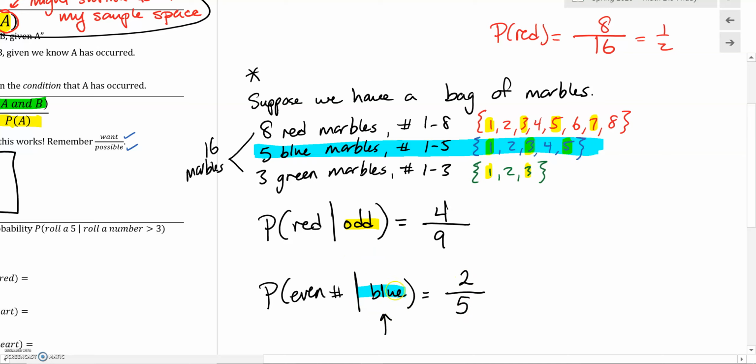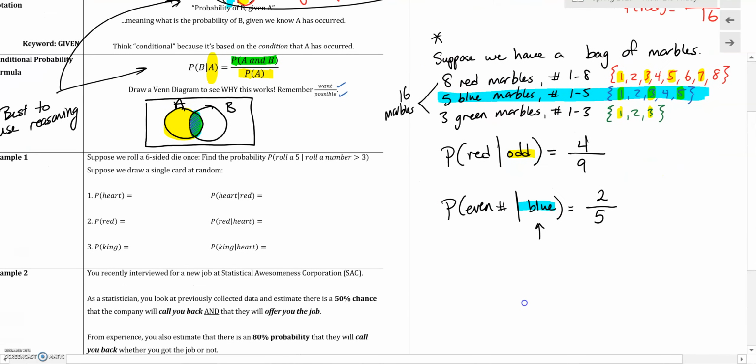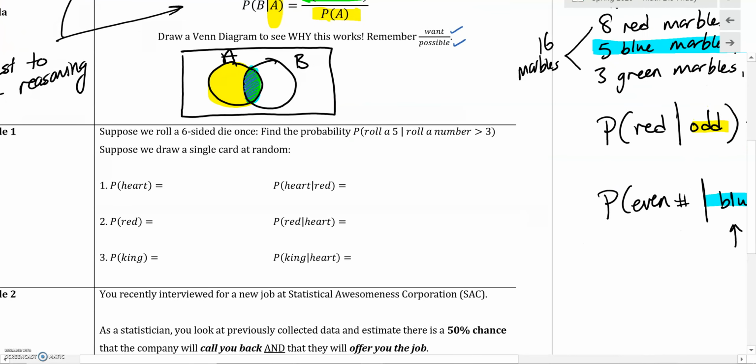Again, the idea with these conditional probabilities is they're telling you this event happened. Based on that event happening, the fact that you're holding a blue marble in your hand, now calculate the probability of getting an even number. So what it does, this conditional probability shrinks down our sample space. Let's see if I could do this page. Just let's skip this for a second.